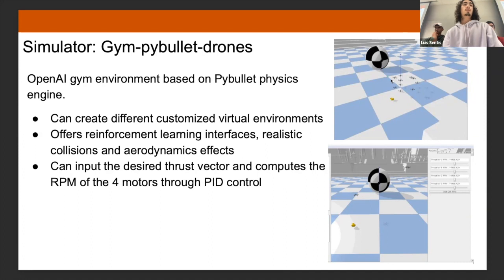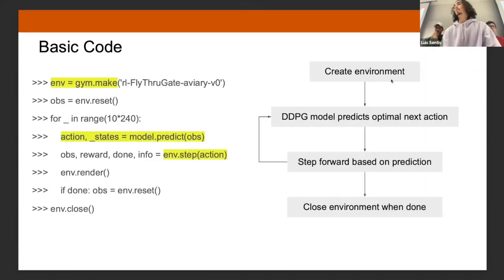So pretty much, some advantages of this is that you can input the thrust vector that you want, and it'll compute the RPMs of the motors that you require. So just to give you an idea of pretty much how this was running. We create our environment, and then for each of our 10 gates, we basically use our DDPG model to predict our optimal next action, and then just step forward based on that prediction, just classic reinforcement learning setup.